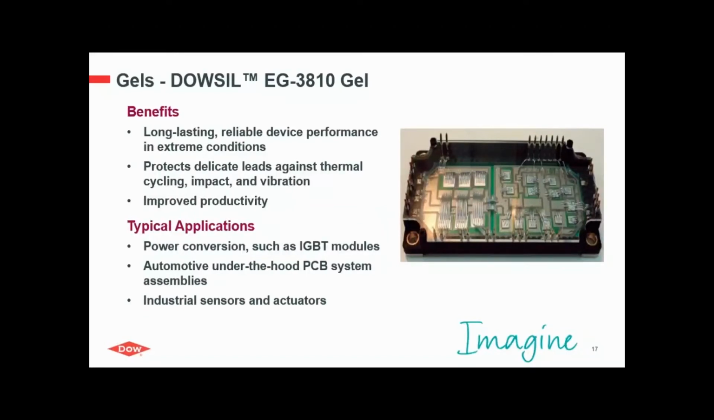So the benefits of this material are really providing a long-lasting, reliable device performance in extreme conditions, as you can see by the temperature range. It also protects very delicate leads against thermal cycling, impact, and vibration. So on the right-hand side, you can see a module that is protected or encapsulated with this gel, and it offers improved productivity, especially due to the very fast cure of this material. Typical applications are power conversion modules like IGBT modules, automotive under the hood PCB assemblies, or industrial sensors and actuators.